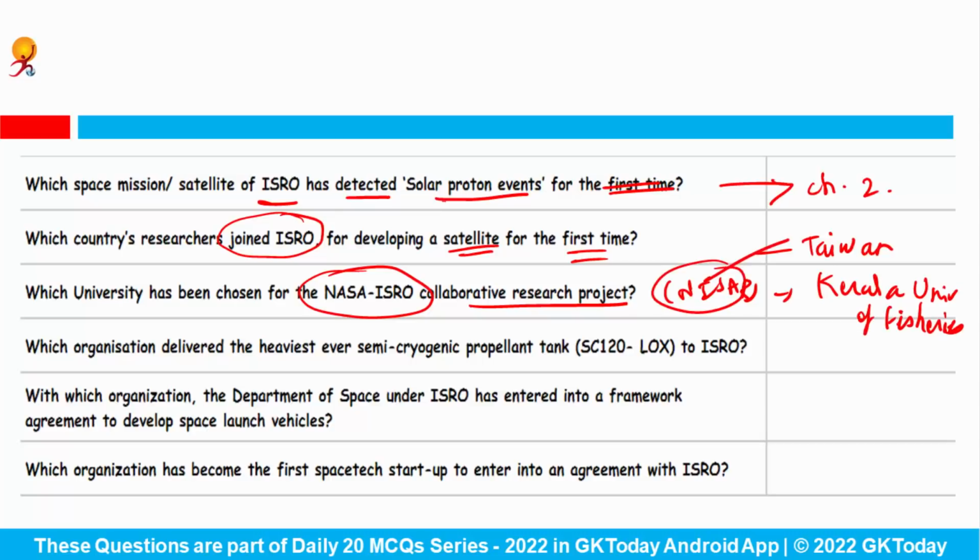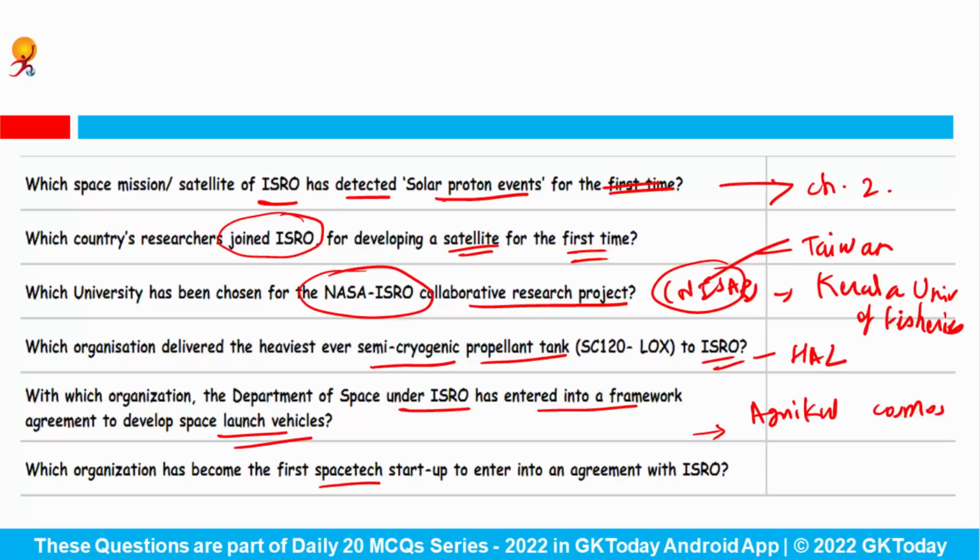Which organization delivered the heaviest ever semi-cryogenic propellant tank to the ISRO? It is Hindustan Aeronautics Limited. With which organization the Department of Space under ISRO has entered into a framework agreement to develop space launch vehicles? Answer is Agnikul Cosmos. Then which organization has become the first space tech startup to enter into an agreement with ISRO? This is Skyroot Aerospace.